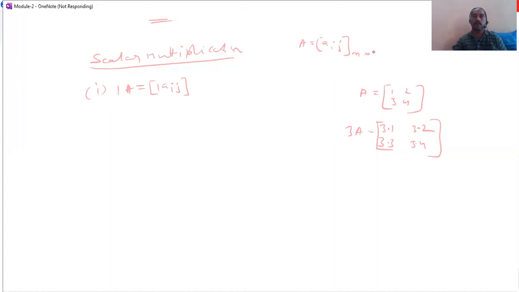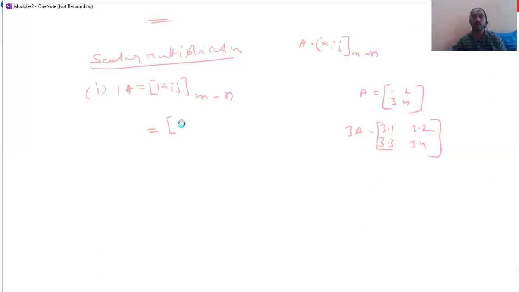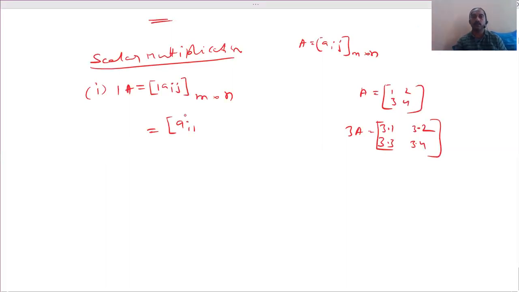Now here also component wise multiplication. 1 into any scalar equals the same scalar. A is the element of the field, so it is called a scalar. So 1 into any value equals the same value. This is nothing but the A matrix. First property over.